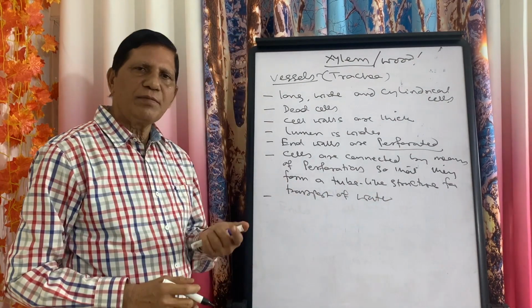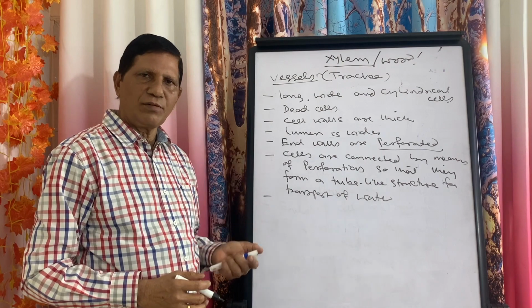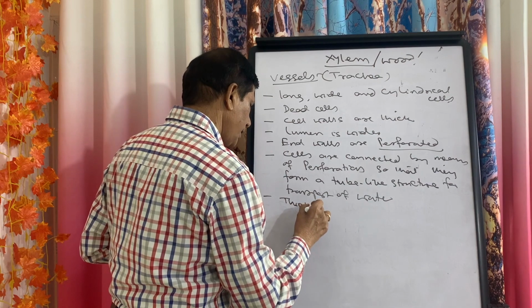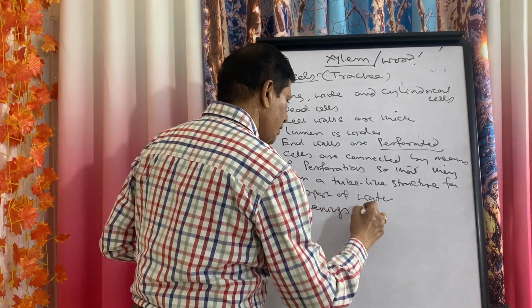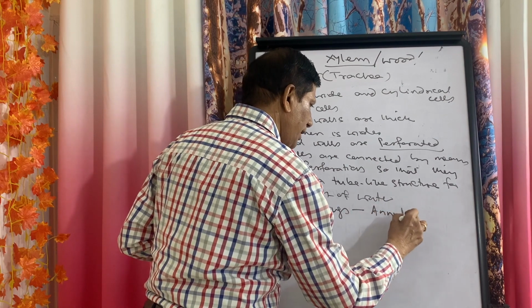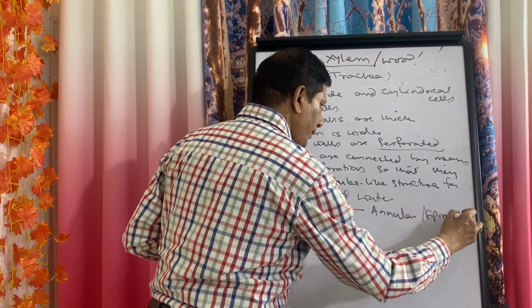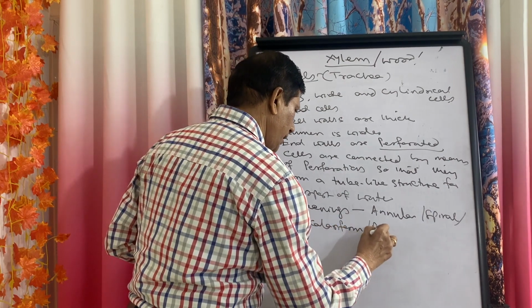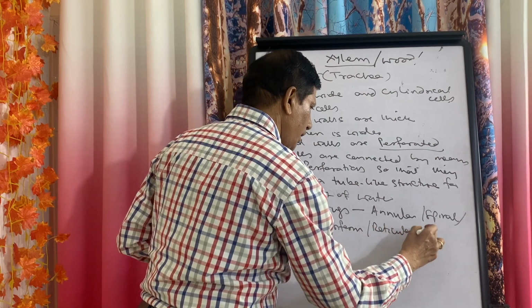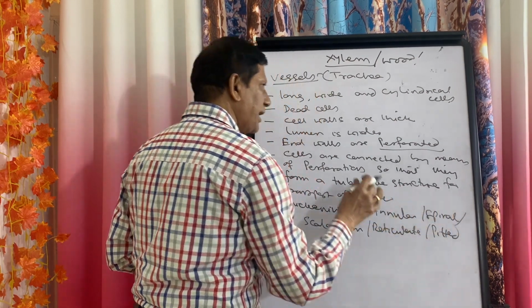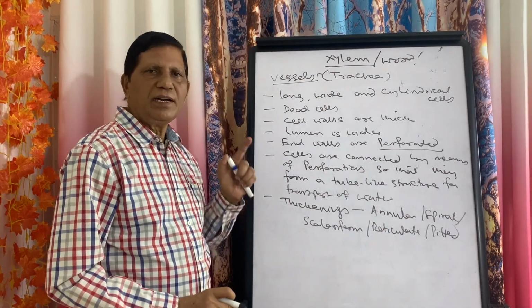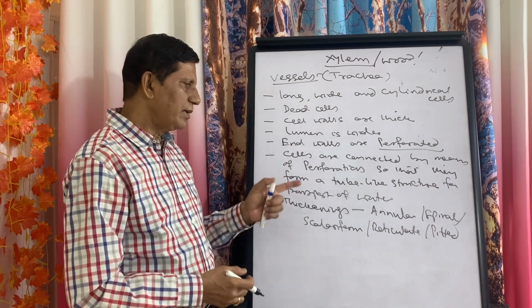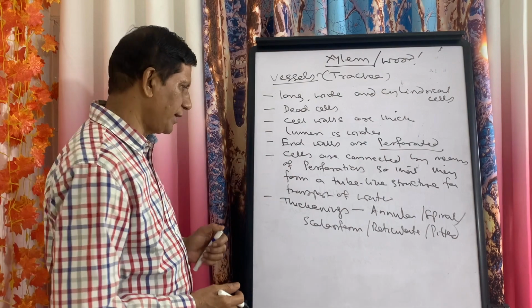Here also we'll get the same different types of thickenings. They're annular, spiral, scalariform. So thickenings may be similar to that of tracheids. It may be annular, spiral, then scalariform, reticulate, or pitted. And here also we'll get bordered pits, but the number of pits is usually less than that of the tracheids, because here they are perforated, water can easily move. So that is why the bordered pits are less in number than that of the tracheids.